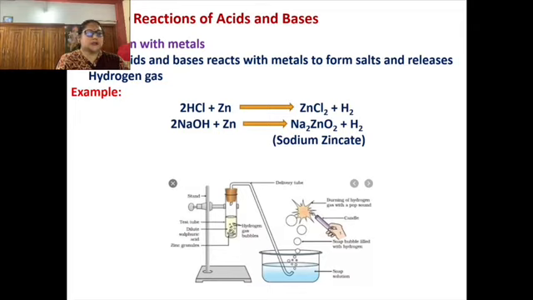Now in case of a base also, the same type of reaction will occur and there is release of hydrogen gas. So try to remember the name of the gas that is released when we add acid and base to metal. Metal reacts with acid and base and forms some salt. Here the salt is zinc chloride, ZnCl2, and the second one is sodium zincate. Try to remember the formula of the compound. It is Na2ZnO2. Both the reactions are important, and try to remember the formulas.